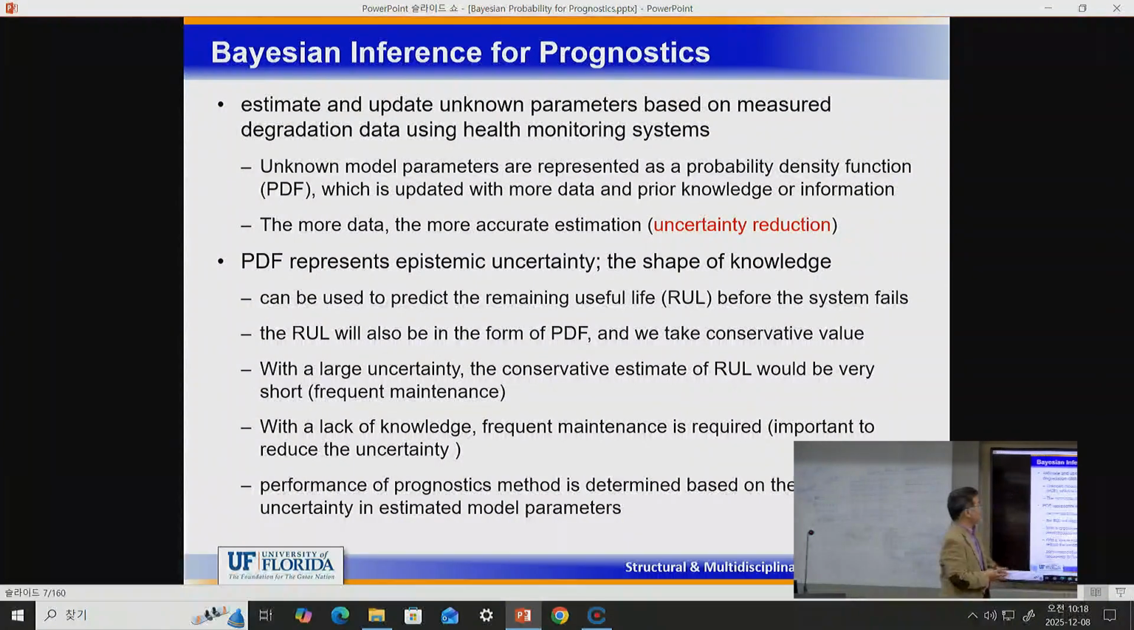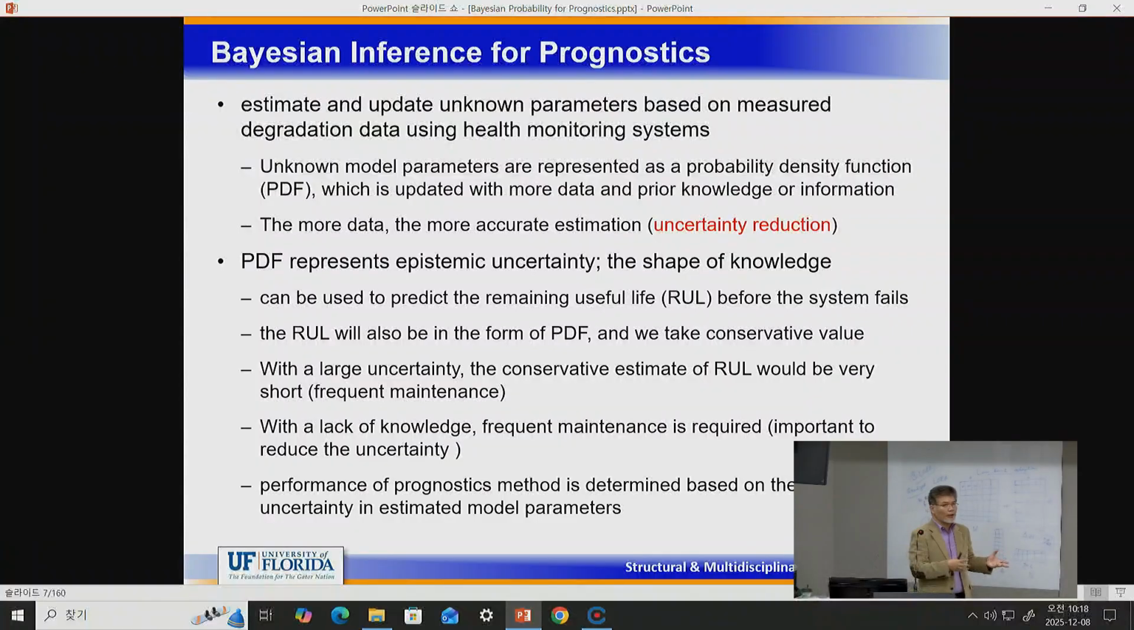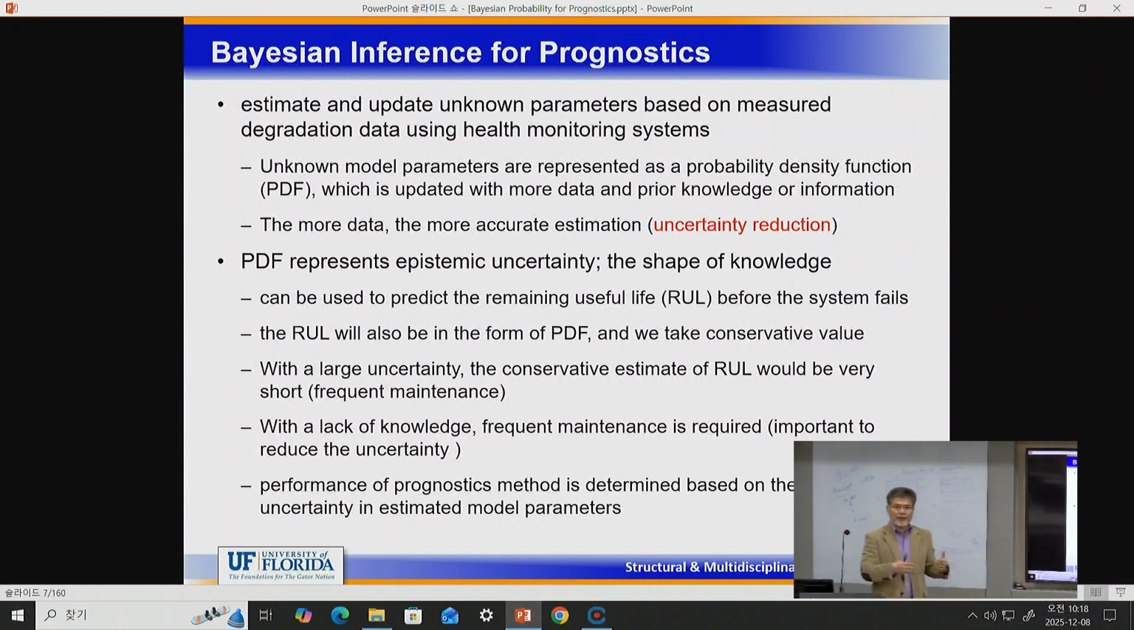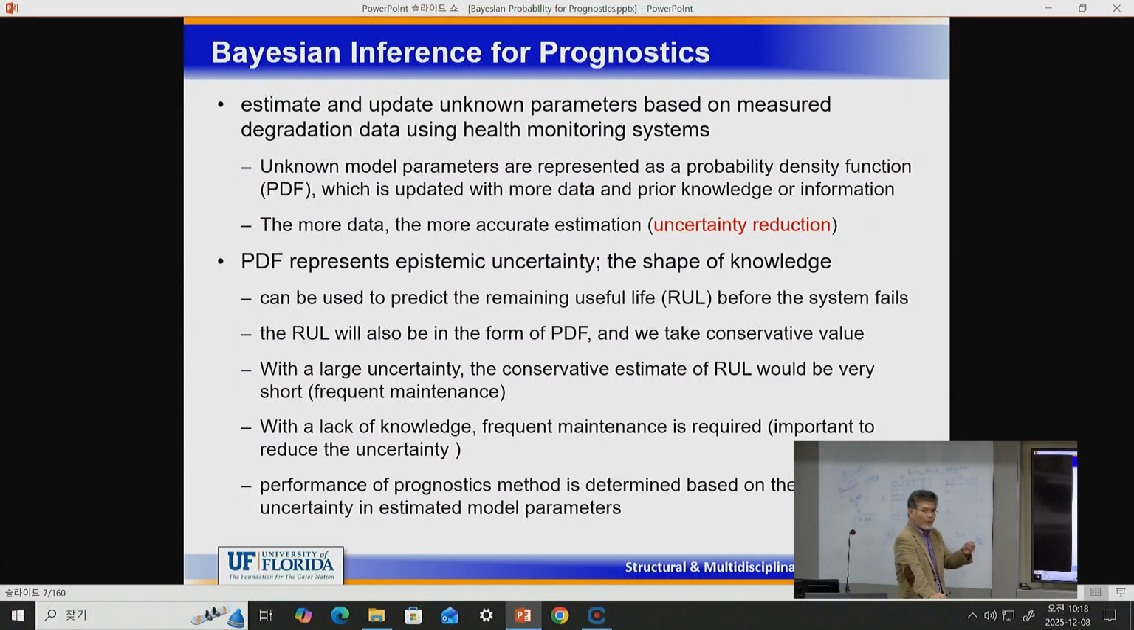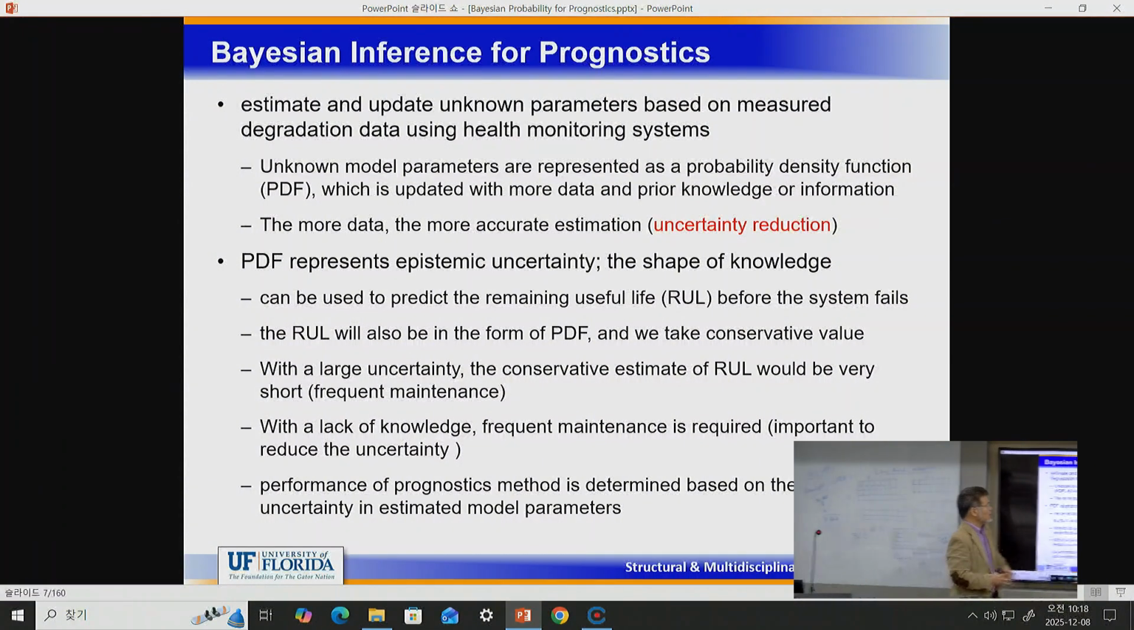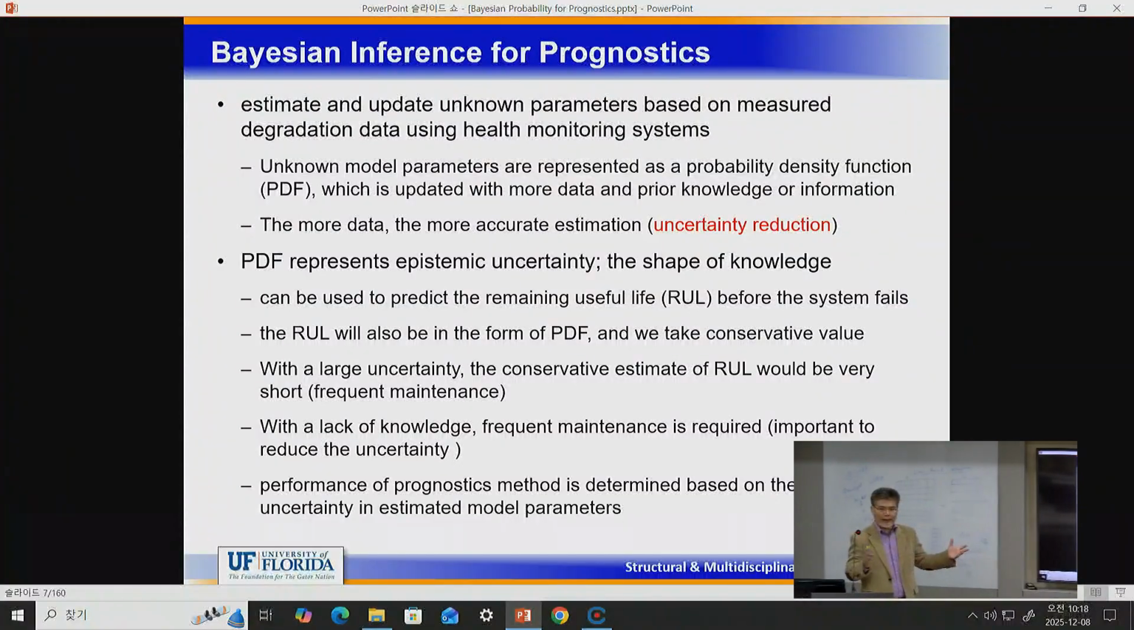So we will try to estimate and update unknown parameters based on measured degradation data using a health monitoring system. Your data is coming in from structural health monitoring or different condition monitoring systems. Once your data comes in, you update your parameter based on the data, and you are gradually improving your knowledge about it. That's what I call uncertainty reduction. Initially, you have a large uncertainty based on your prior distribution. When data comes in, every data reduces your uncertainty. And we will represent the uncertainty in the form of a probability density function, called PDF, in epistemic uncertainty.